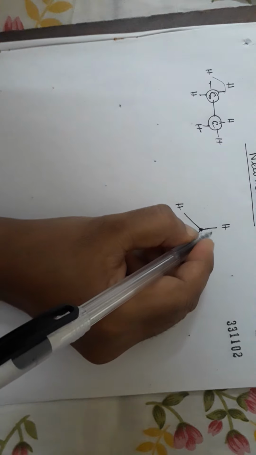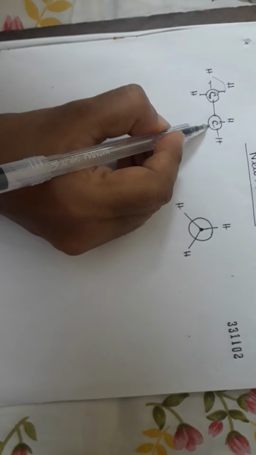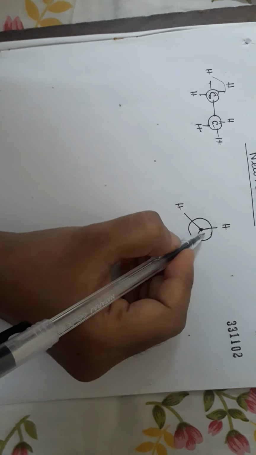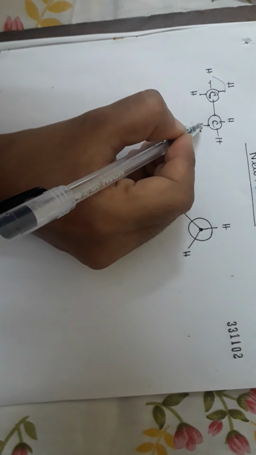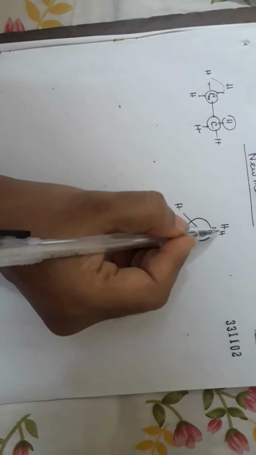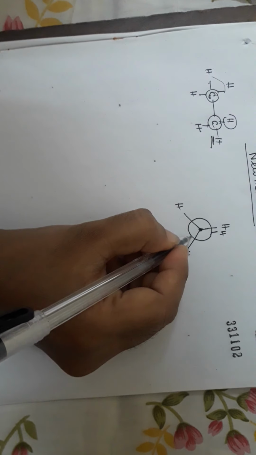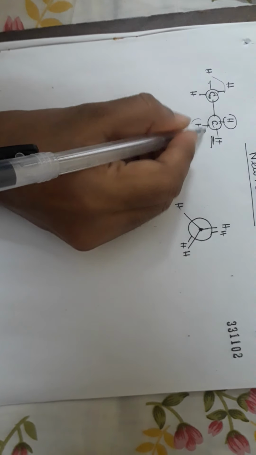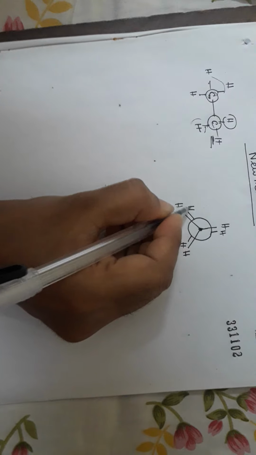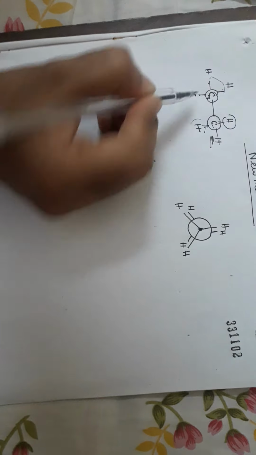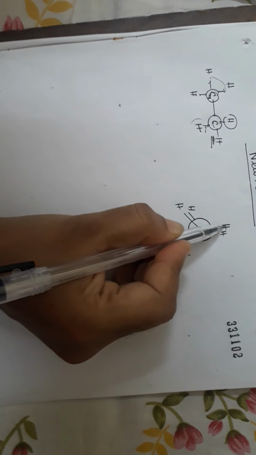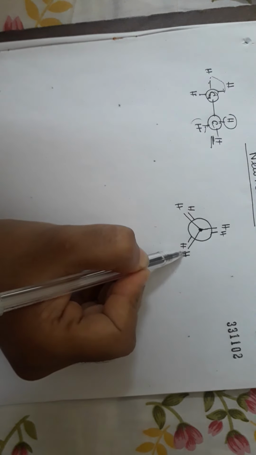The back carbon is presented by a circle. Again, 3 bonds are linked over there. So these 3 bonds are like one hydrogen, this hydrogen, second hydrogen, and the third hydrogen. So the front carbon is attached with 3 groups. This front carbon is attached with 1 hydrogen, 2 hydrogen and 3 hydrogen.